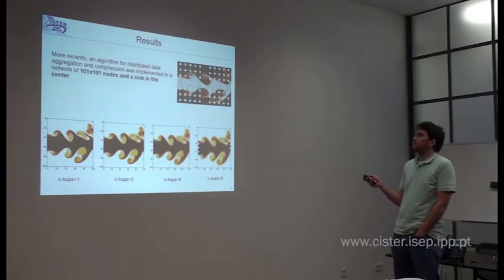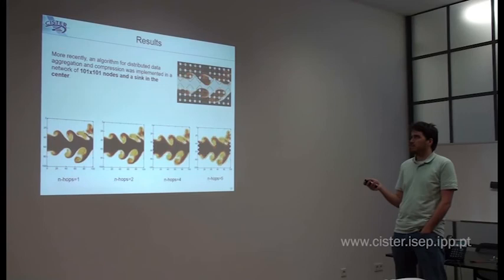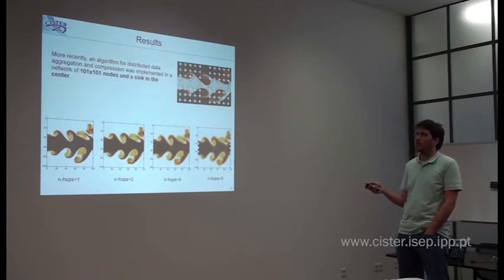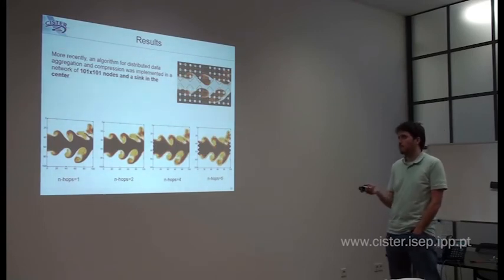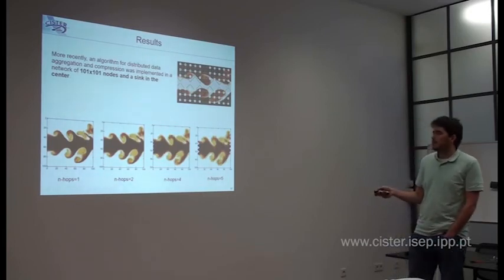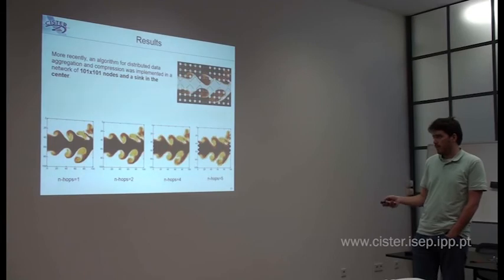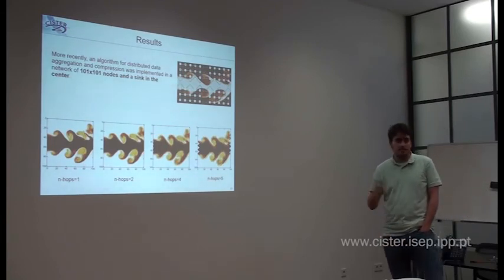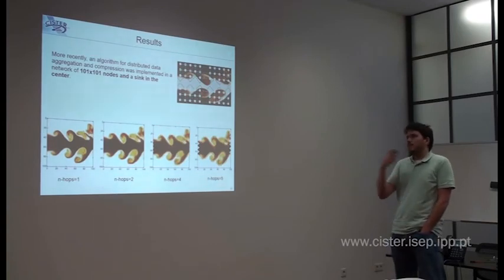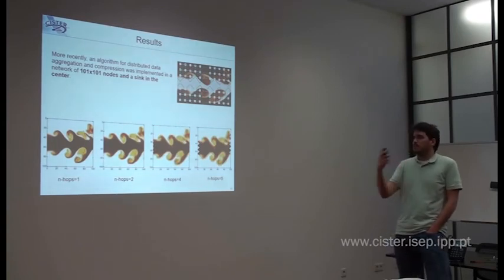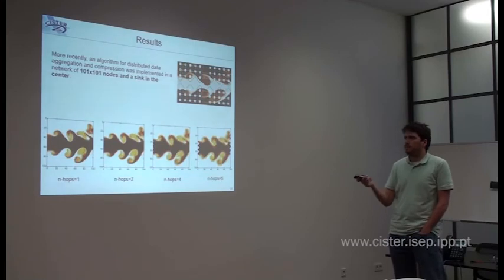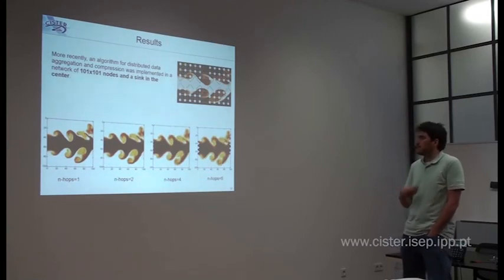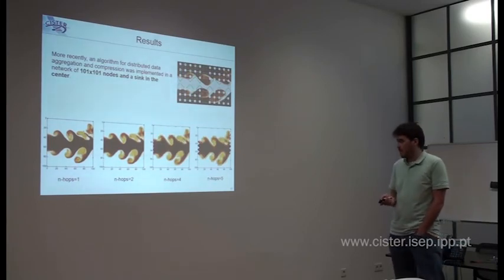So if each node transmits to the sink, I simulated a 101 by 101 network with one sink in the center. What if all the nodes transmit to the sink? Then you have a big jam. You basically have to wait for all the packets to reach the sink, which leads to high latency.